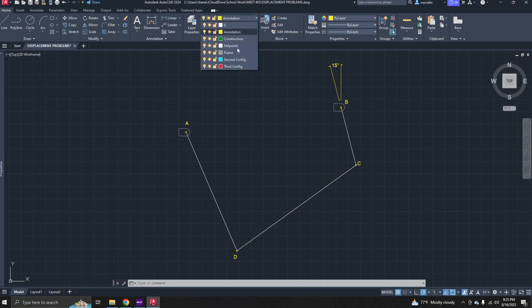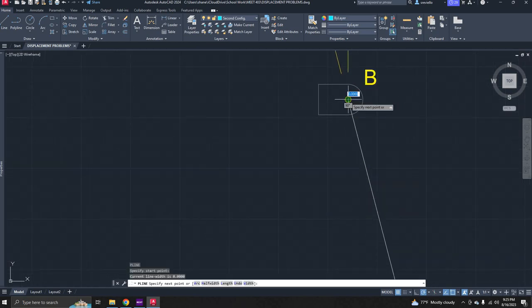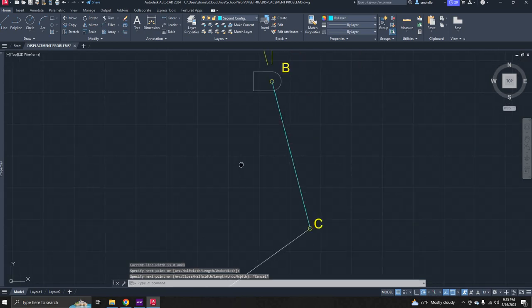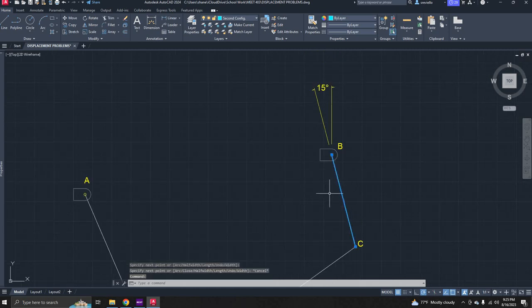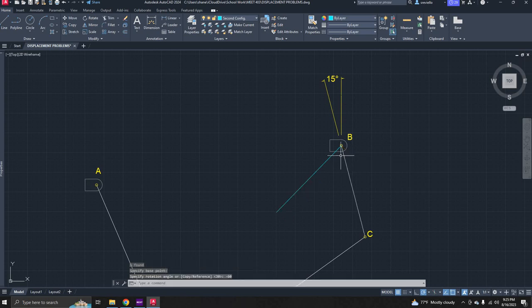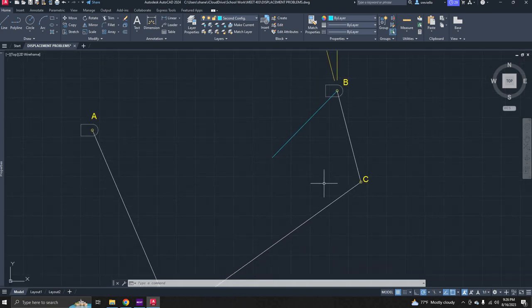So the first thing we're going to do to draw our second configuration is overlay our 12-inch link, BC, and then rotate it around point B 60 degrees clockwise. Now when you're in AutoCAD, when you specify rotate, when you're rotating clockwise, you'll have to put a negative in front of the 60 degrees to designate clockwise. If you just put 60, it would rotate it 60 degrees counterclockwise.